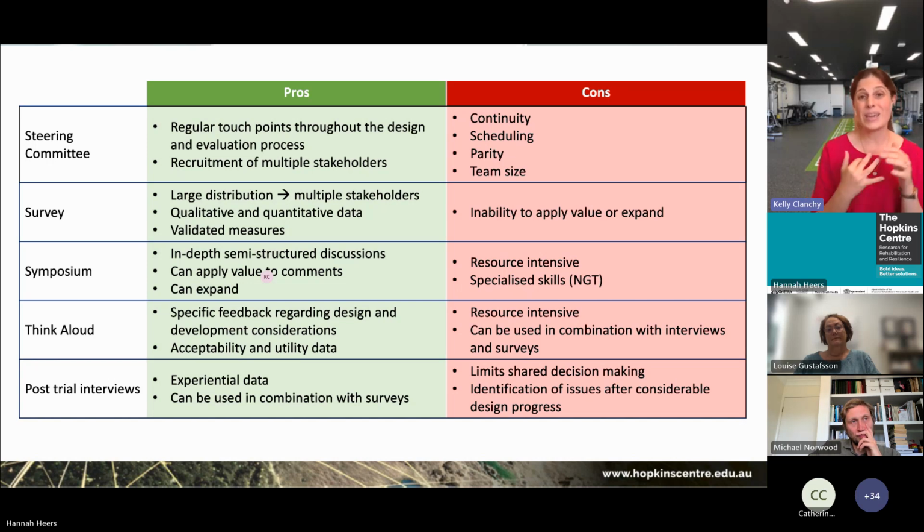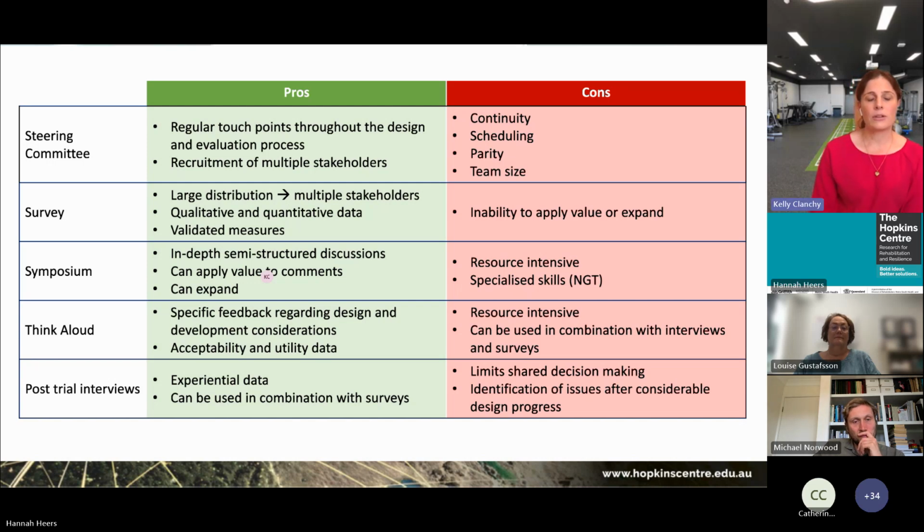The symposium, though, is resource intensive. And when you are doing things like focus groups, you do sometimes need specialized training in skills like nominal group technique or qualitative analysis, which can sometimes restrict their uptake.